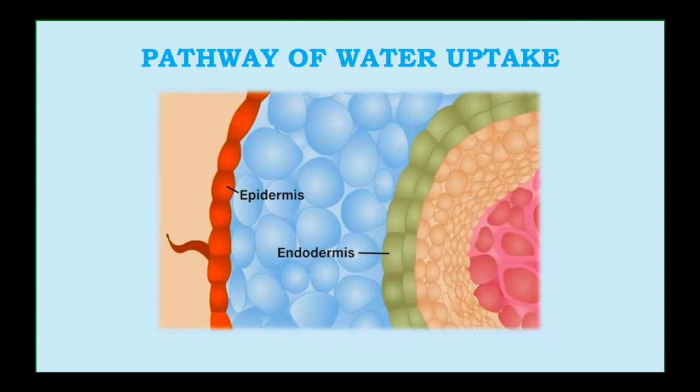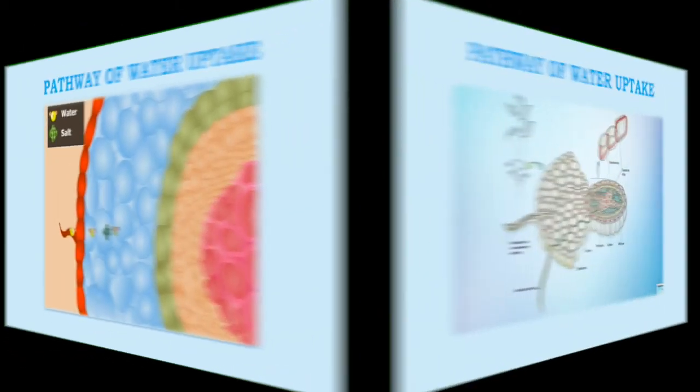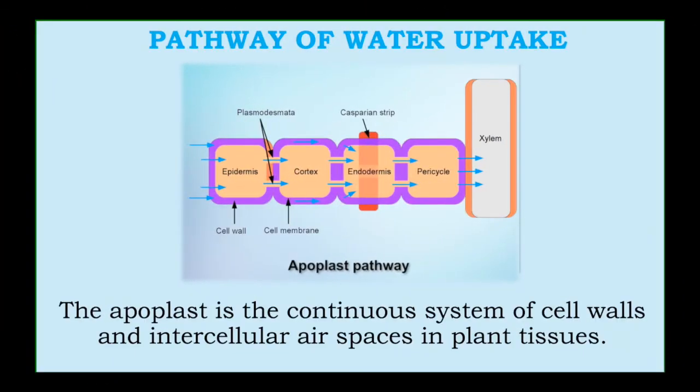From the epidermis to the endodermis of the root, there are three pathways through which water can flow. The three pathways are apoplast, transmembrane, and symplast pathways. In the apoplast pathway, water moves exclusively through the cell wall without crossing any membrane. The apoplast is the continuous system of cell wall and intercellular airspace in the plant tissue. Here, the movement of water is by simple diffusion.